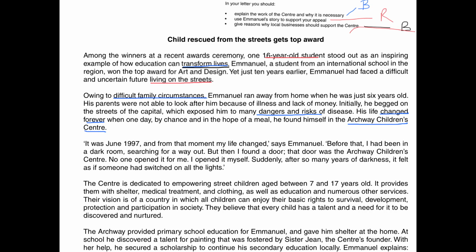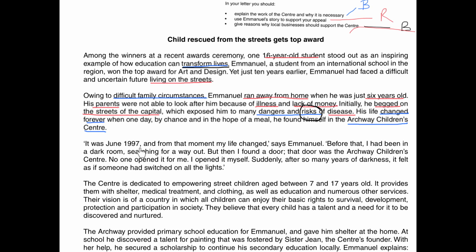Next, I'm going to have Emmanuel's story. So ran away from home, and he was 6 years old, and we know parents were ill and they had no money, so we'll have lack of money, and he begged on the streets, which is very dangerous and risky, and he was at risk of disease. Okay, so then give reasons why local businesses should support the centre. Well, probably the big thing is risk. They're going to stop young people being at risk of all sorts of problems. Okay, I'll go to the next paragraph.